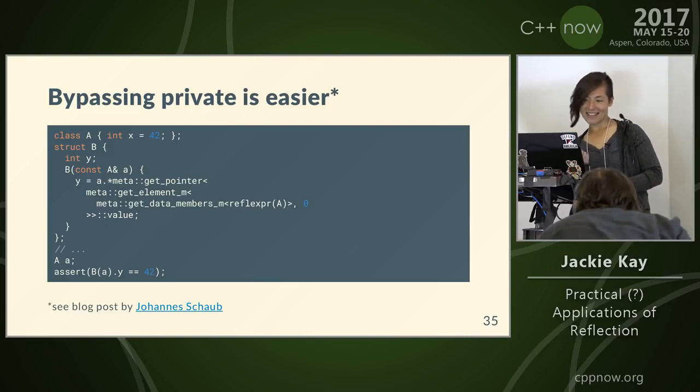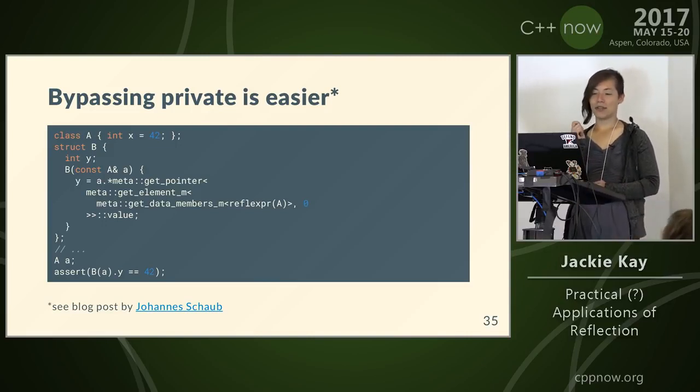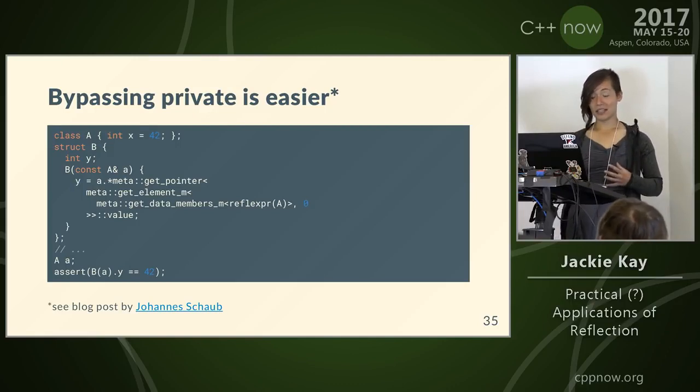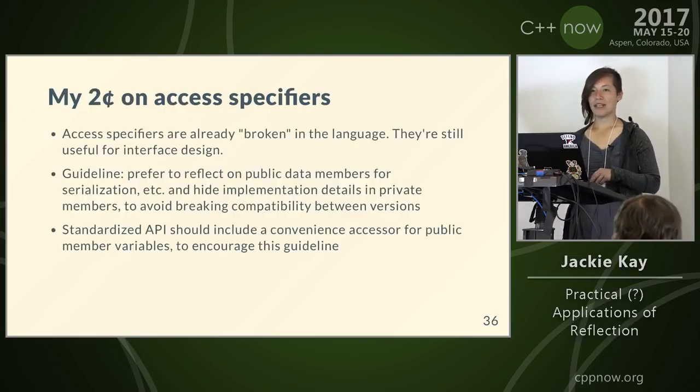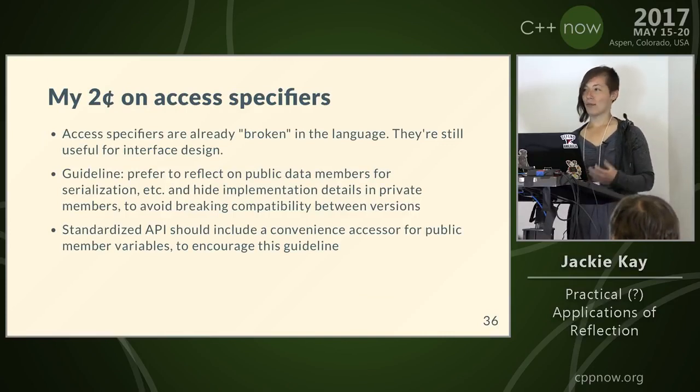But this is way easier, because when you use meta information to get data members, you can get an element using a compile time index, and then you can get a member pointer from that. And this will actually compile, and it actually won't reach this assertion. So I'm able to take the private member X out of A and copy it into Y in B in the constructor of B. So this may give you the heebie-jeebies, or maybe not.